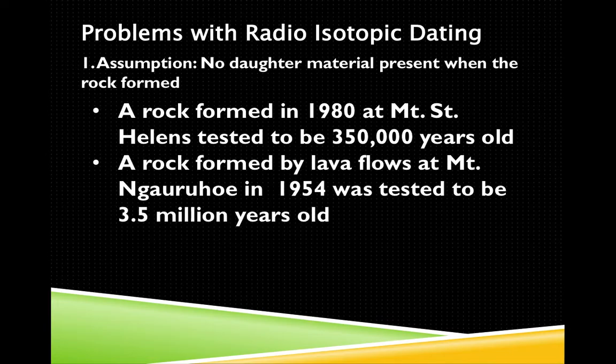Another rock formed by lava flows at a mountain in New Zealand that I cannot pronounce. The lava flow occurred in 1954. We know that it occurred in 1954 because we have records of that lava flow and the places that it went. So these scientists went, got some rock from that volcanic flow, that lava flow, and took it in, and it tested out to be 3.5 million years old, even though it was probably only 50 or maybe 60 years at the oldest at the time that it was tested.